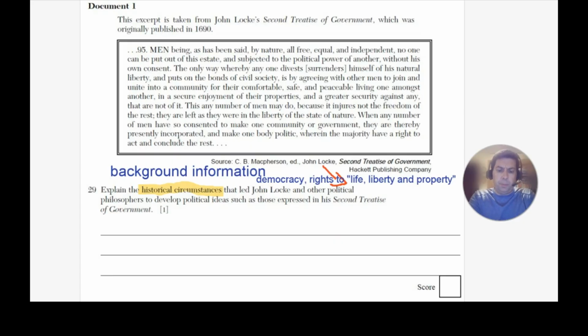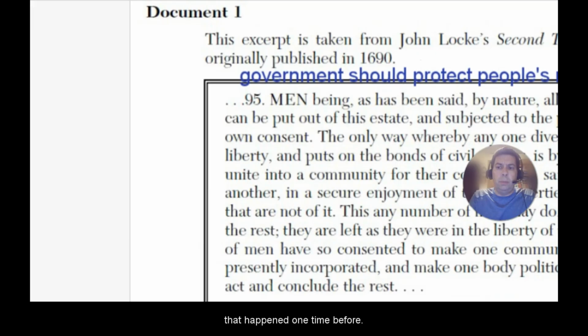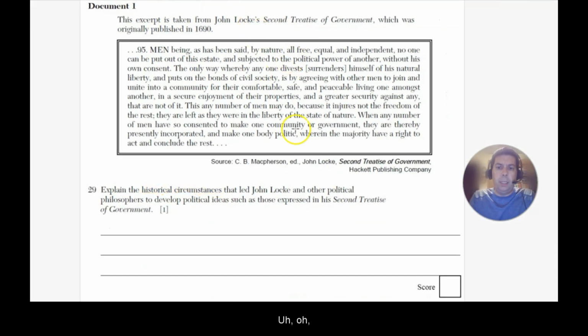The government should protect people's rights. And remember, he also says, from our class time, and again, you should wait to do this until we've talked about this part in class, that the government has, or the people have, a right to overthrow the government if it doesn't protect their rights. Uh-oh, all my stuff went away, but hopefully you wrote it down. You can go back if you want to.